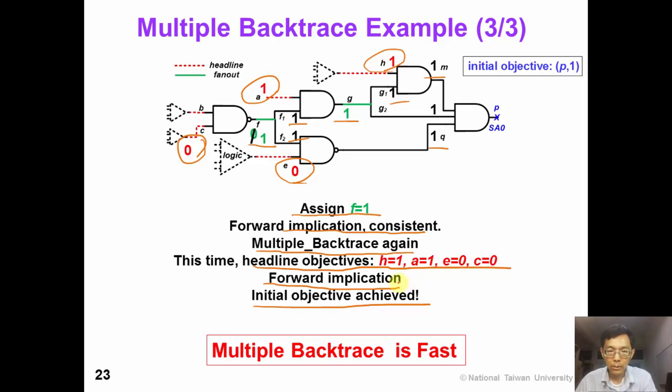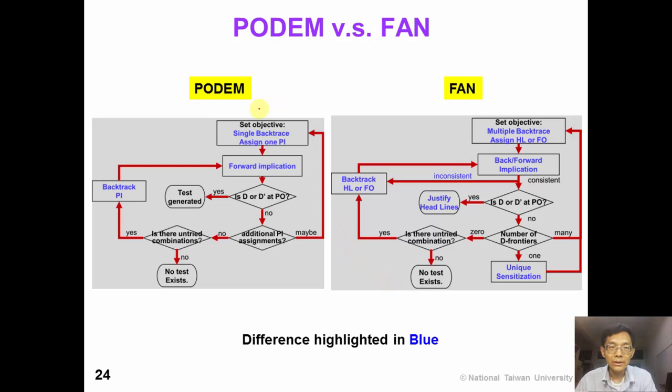From this example, we can see that multiple backtrace is very fast. Unfortunately, it's a little bit complicated, so you are welcome to repeat the video and understand this example better. This picture compares the difference between the PODEM algorithm and the FAN algorithm. Given one single objective, the PODEM algorithm performs only single backtrace. However, the FAN algorithm performs multiple backtrace. The PODEM algorithm assigns only one primary input, but the FAN algorithm can assign headline or fan-out stem. After assignment, the PODEM algorithm performs only forward implication, but the FAN algorithm performs both backward and forward implication. If there is any inconsistency, the FAN algorithm can backtrack earlier.